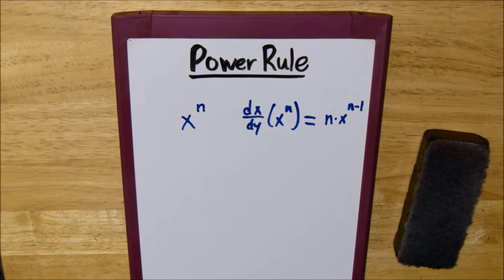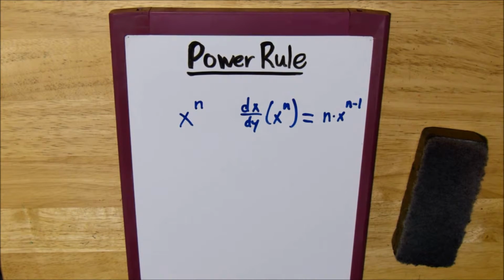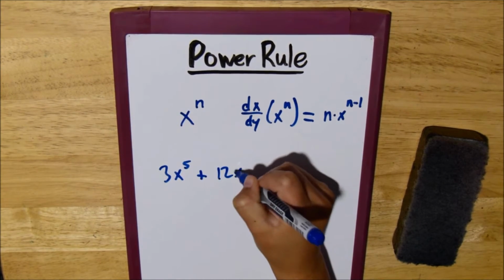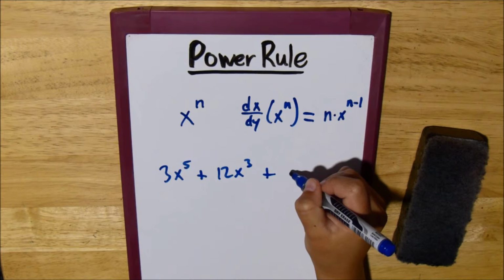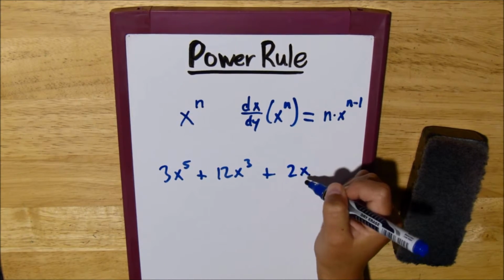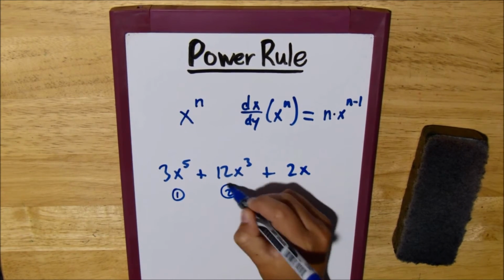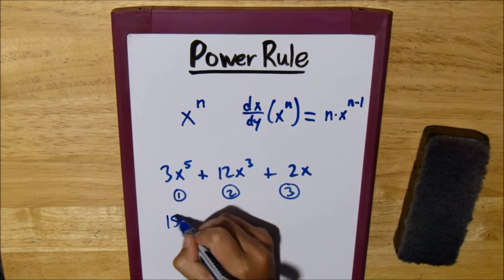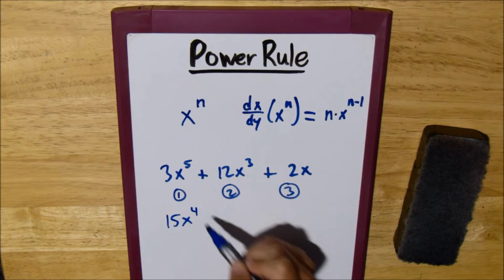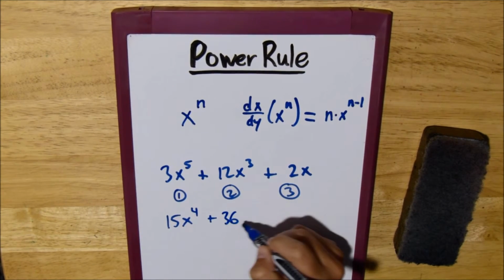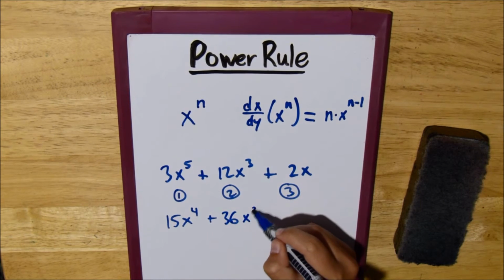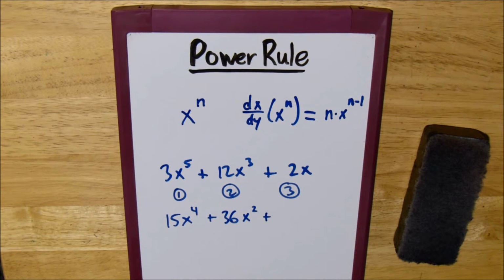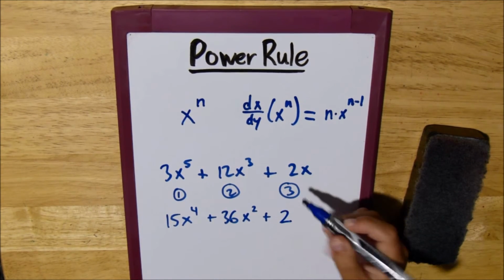You can also use the power rule in a function that has many parts. So let's say we have 3x to the 5th plus 12x to the 3rd plus, let's say, 2x, okay? So you would really just be doing the power rule 3 times over. So 3 times 5 is 15, x to the 5 minus 1 is 4, plus 12 times 3 is 36, and then x to the 3 minus 1 is 2, plus, and then we know that the derivative of x will always be 1, so we can just say that the derivative of 2x will be 2, right?